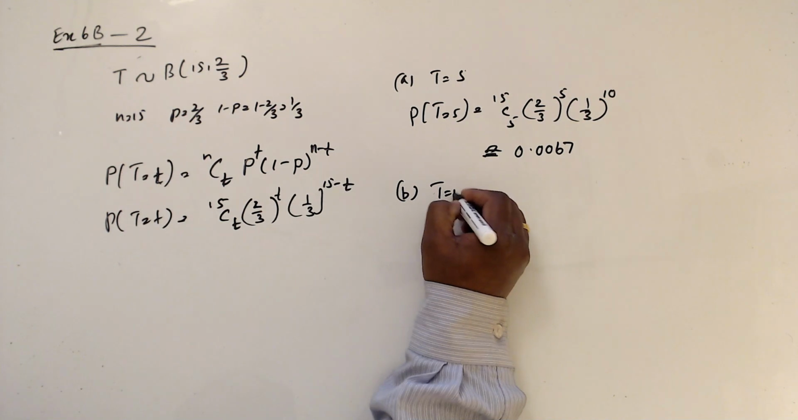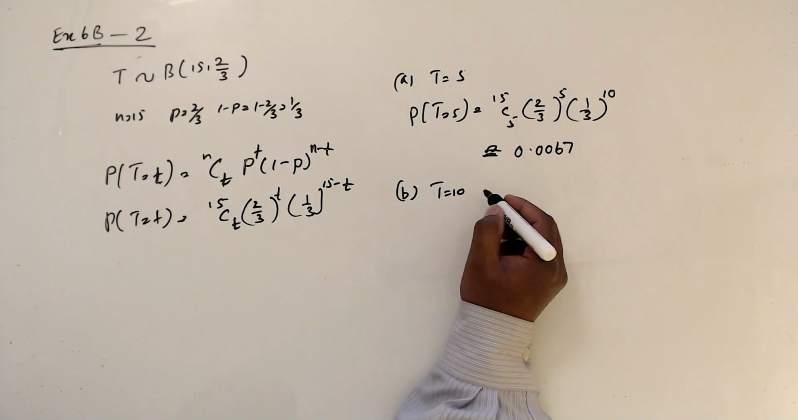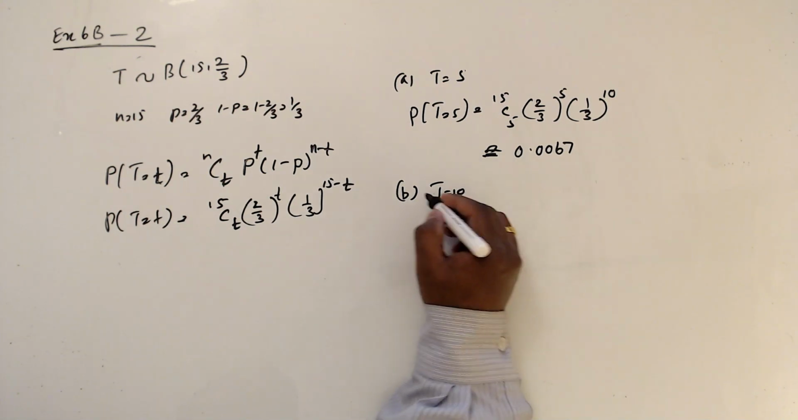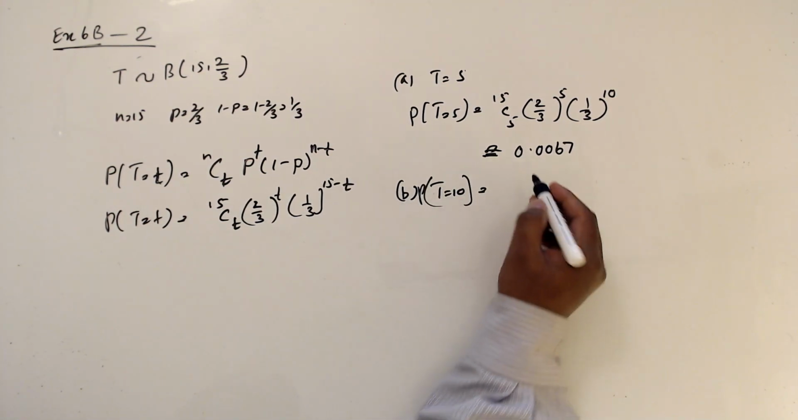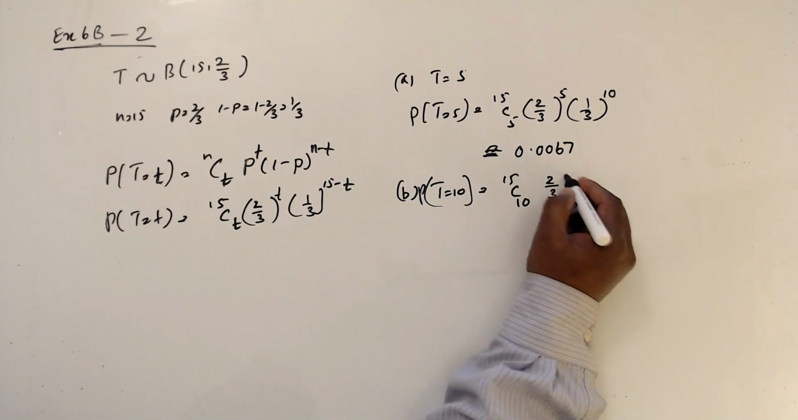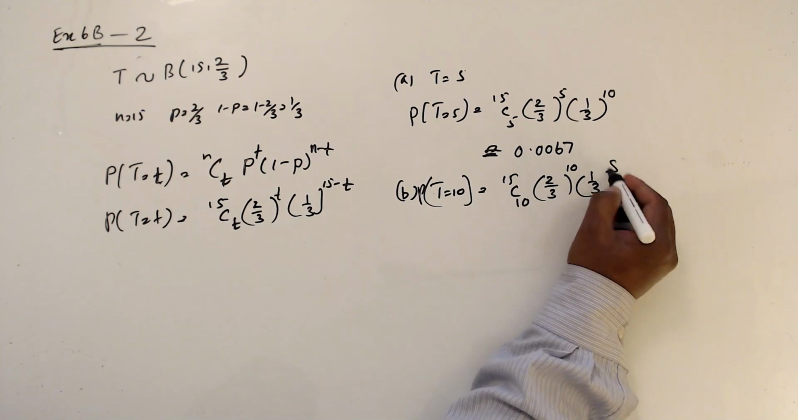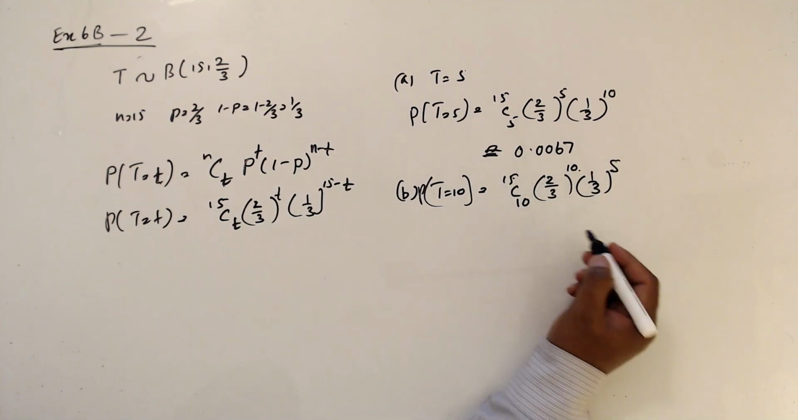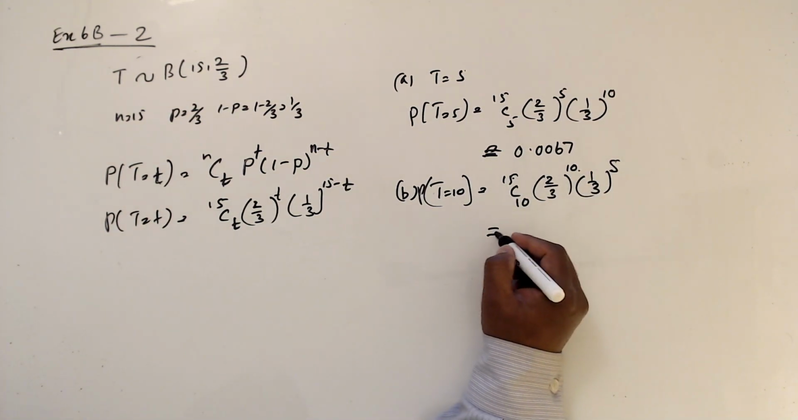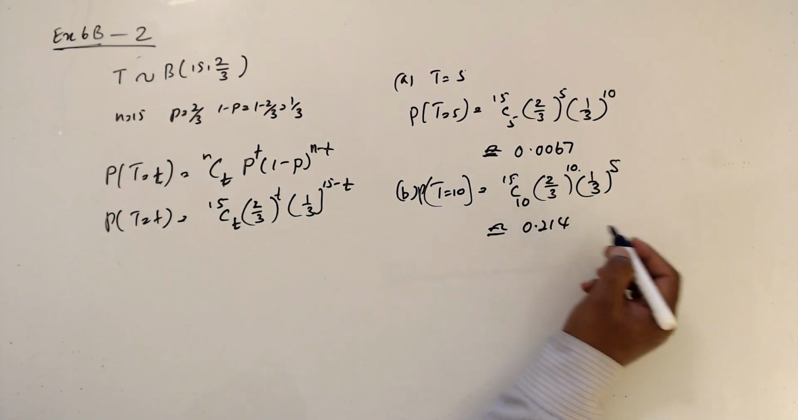And part B, when t equal 10, the probability is 15C10 (2/3)^10 (1/3)^5, 10 plus 5 is 15. So this approximate value is 0.214.